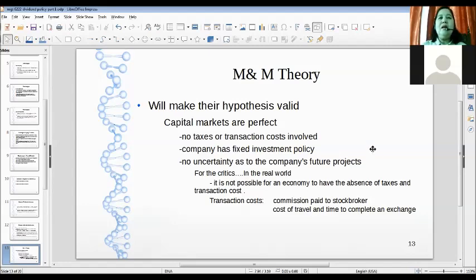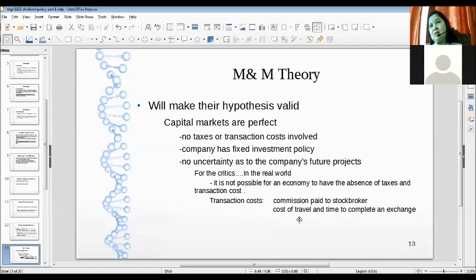Okay. And also, for a perfect market, according to them, there is no uncertainty as to the company's future projects. Okay? Pero take note, yung hypothesis ni M&M, for their critics in the real world, okay, sinasabi ng mga critics na it is not possible for an economy to have the absence of taxes and transaction costs, di ba? Para sa kanila kasi, good company nila, financially sound, wala silang ganitong problema. Pero sinasabi naman ng critics, there's no such thing na ang company ay walang problema sa tax and transaction cost.